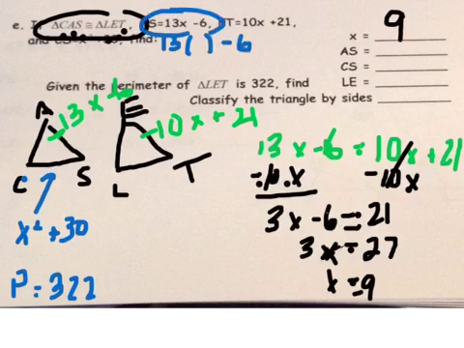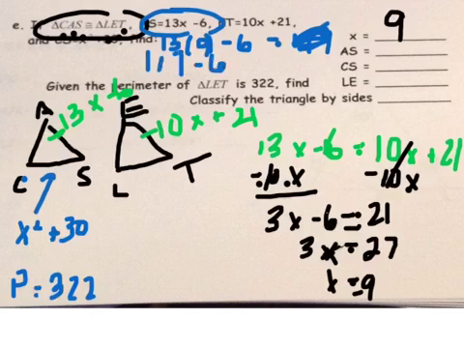But I know x is 9, so let me plug it in. 13 times 9 is 117, and so 117 minus 6, goodness, why won't it pick my hand up here? 117 minus 6 would be 111. So AS is 111, okay?